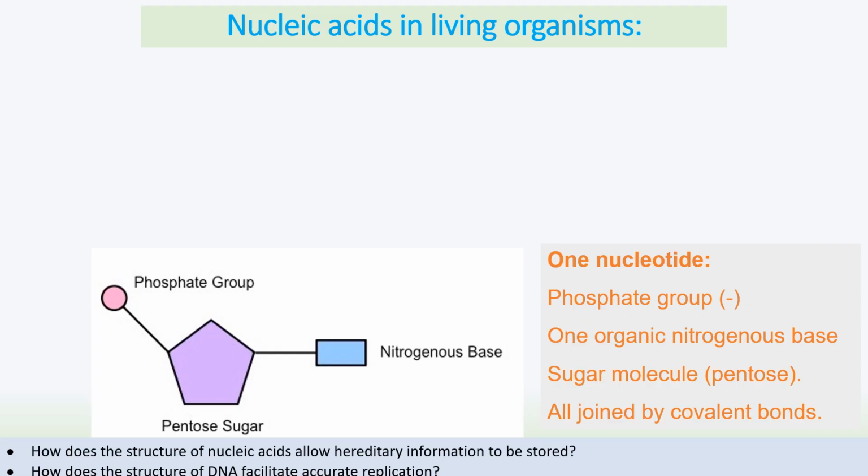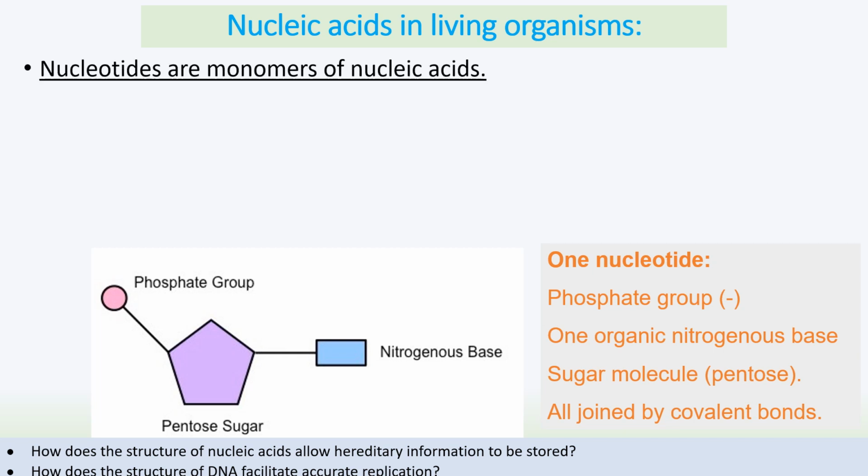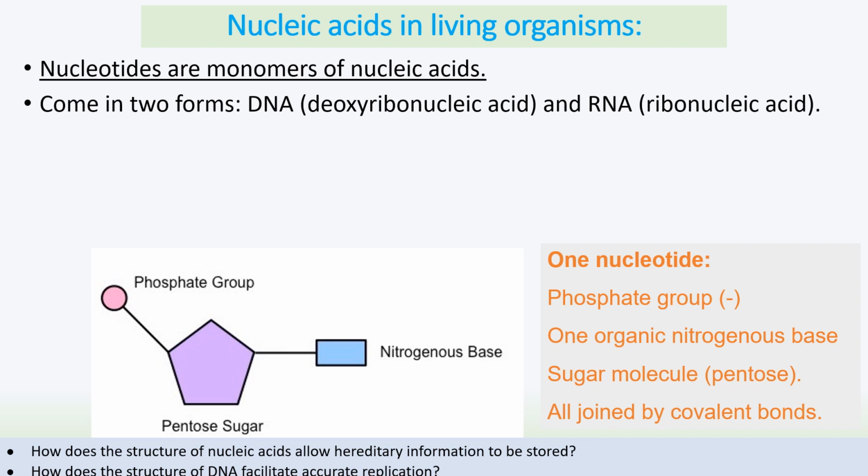You need to know that nucleic acids are essential in living organisms, and they are polymers or polynucleotides and contain the information needed to create an organism. The monomers of nucleic acids come in two forms, DNA or RNA. DNA is deoxyribonucleic acid, RNA is ribonucleic acid.